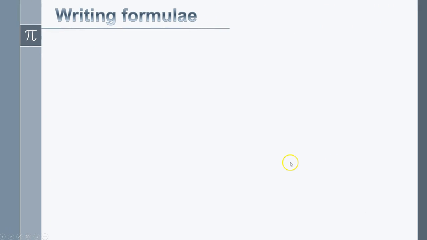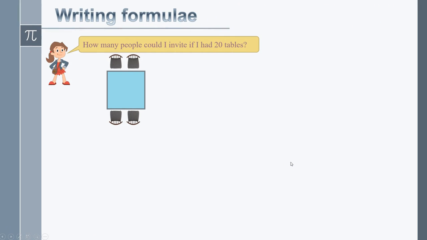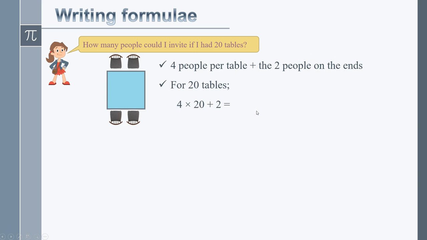Okay, so on we go. Same kind of question, but how many people could she invite if she had 20 tables? So let's have a look at that one. There's our 4 people per table, plus we know we've got the 2 on the ends. So for 20 tables, that gives us 4 times 20 plus the 2, which is 82 people. And you can start to see how I've written here, we've got the 4 people per table, which is that bit there, plus the 2 extra people, which is that bit there.